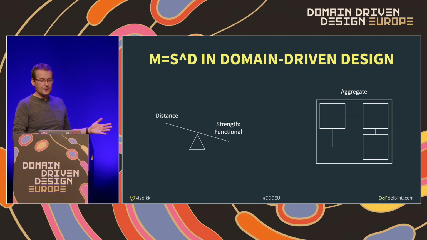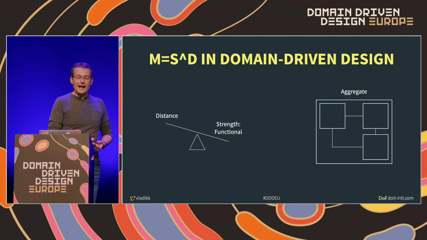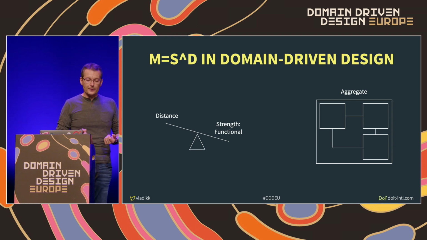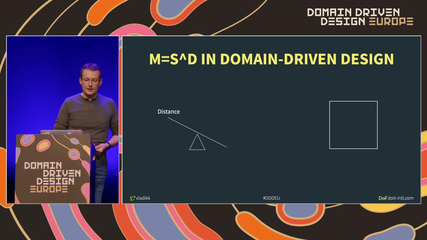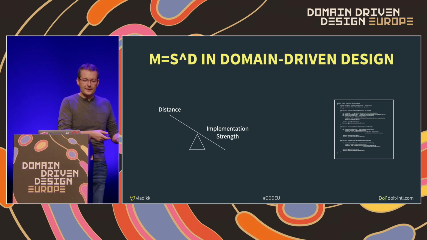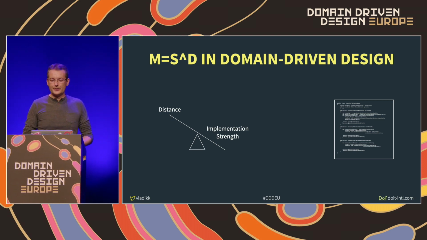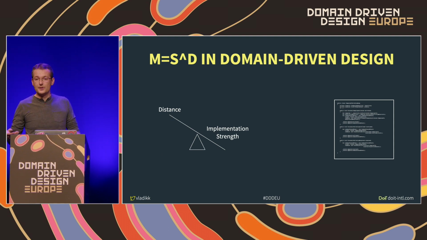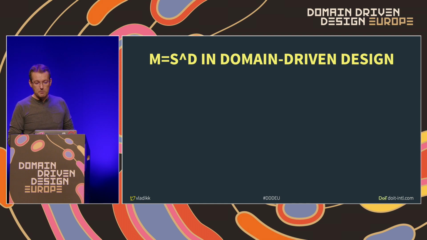Inside of the bounded context, we can find aggregates. Here, the distance decreases further, and the integration strength grows to functional coupling, because an aggregate is a transactional boundary, and its internals are extremely likely to share some functional knowledge. And finally, if we zoom into the methods of one of the aggregates, here the distance is minimized, and the strength increases to implementation, as code on this level probably assumes some knowledge of implementation details.